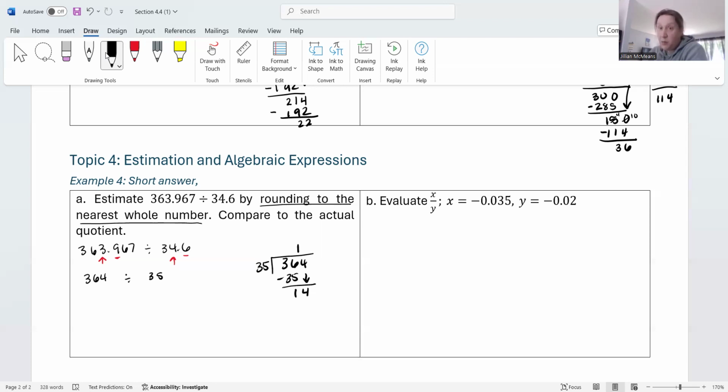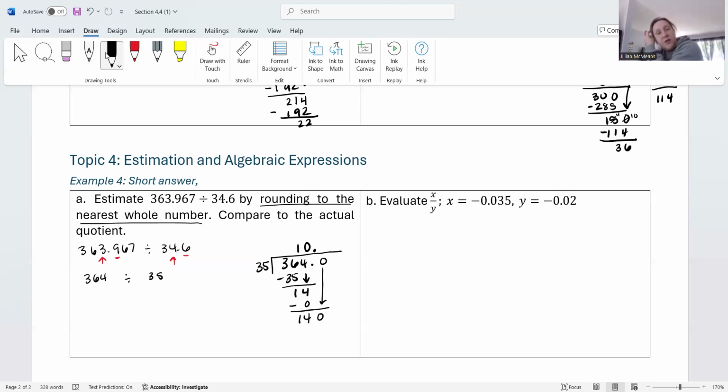So 35 won't go into 14. We have to say that in the quotient. So we're going to put a 0. So 35 goes into 14 0 times. 0 times 35 is 0. Left with a 14. Well, that's a bummer. We didn't get a 0 remainder. So what do we do? Because we don't have a decimal, so it's not like we have this decimal point and these zeros that we can add to it. Well, guess what? We actually can. We can add a decimal and a 0 after the 364. Bring the decimal up into your answer, bring the 0 down, and then just keep dividing.